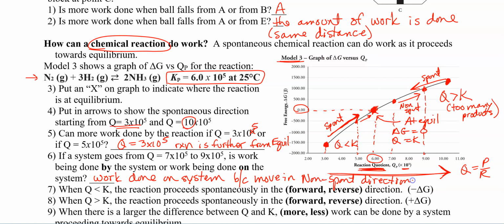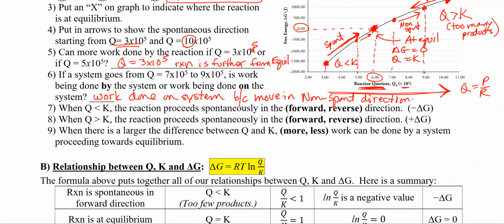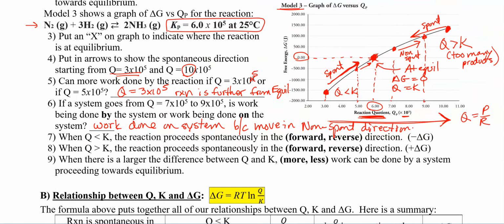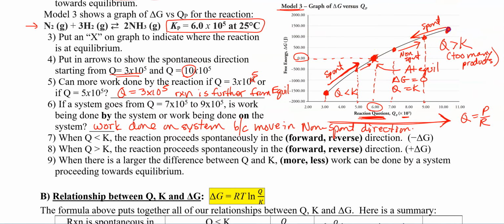Okay, so hopefully all of that makes sense. Let's see if we can summarize it here a little bit. I know it can get a little bit tricky. So we had this scenario here where Q is less than K. When Q was less than K, the reaction proceeded spontaneously in the forward direction to get to equilibrium, right? So you needed more product, so you move in the forward direction to get to equilibrium.